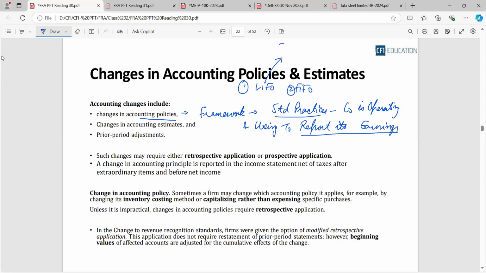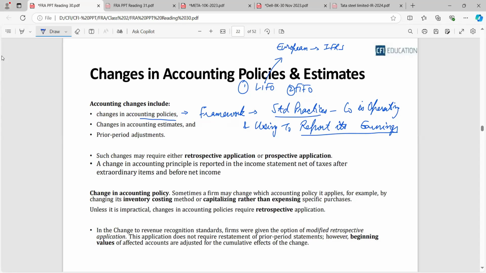Think LIFO is banned in European countries. The best way to think is this: in Europe, it follows IFRS. So you said LIFO is banned. Yeah. Okay, okay. So sorry. No worries, although you got the logic behind this.